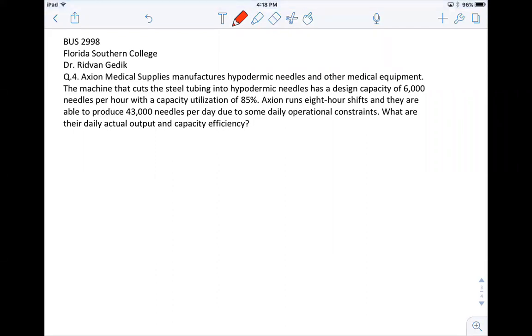In this question, we again have a medical supply company, and they manufacture hypodermic needles and other medical equipment. The machine that cuts the steel tubing into hypodermic needles has a design capacity of 6,000 needles per hour, with a capacity utilization of 85%. The company runs 8-hour shifts, and they are able to produce 43,000 needles per day due to some daily operational constraints. The question is, what are their daily actual output and capacity efficiency?